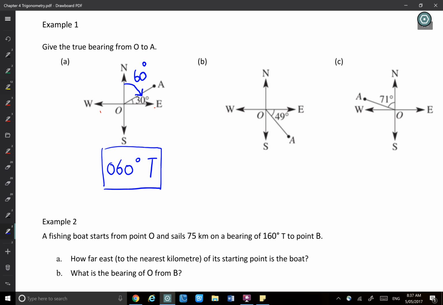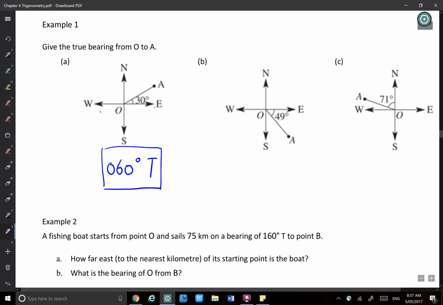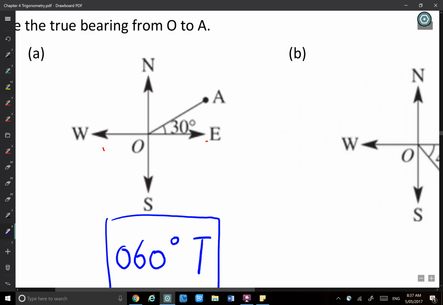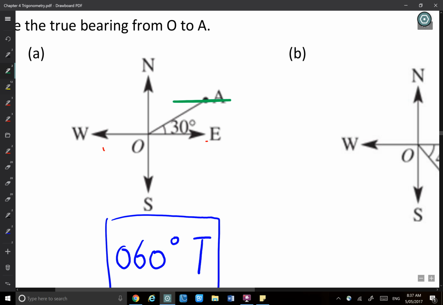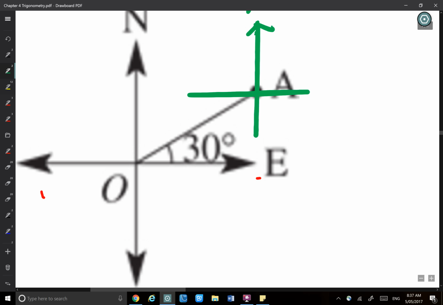Okay, next one. Let's think about another thing. If I talk about the bearing of O from A, what can we do? If the previous one was from O, now it's from A, so I will draw the compass at A as well. The north is here, and the bearing is from the north until you meet the line. It is this angle here.